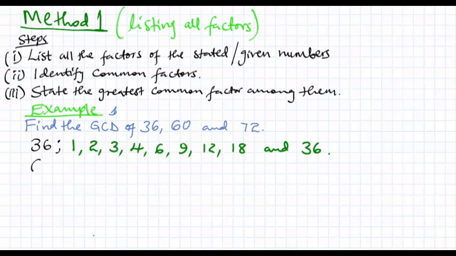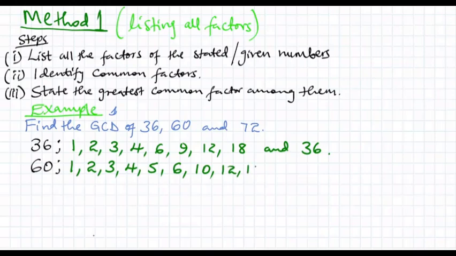Then the other number, which is 60. So let us list all the divisors of 60. 1 is one of them. We have 2, 3, also 4. It can also be divided by 5, by 6, by 10, by 12. Also by 15, also by 20, and also by 30, and we have 60. So those are the divisors of 60.